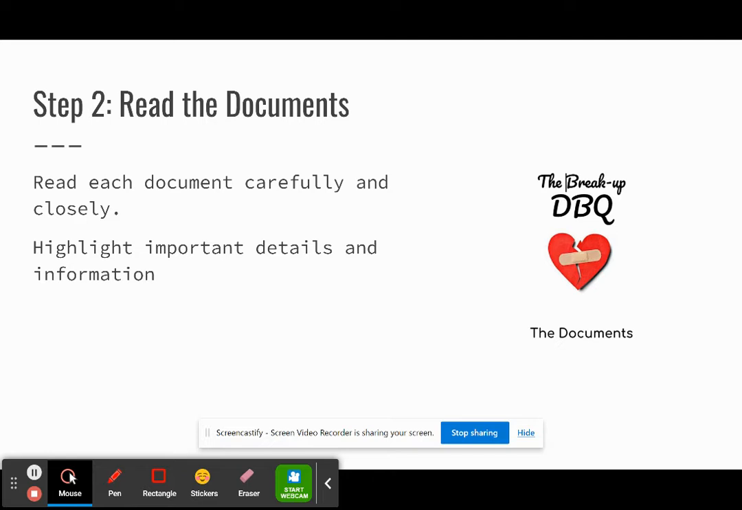So, step 2 here is, now that we know the prompt, we're going to analyze whose fault is the breakup. You're going to read each document carefully and closely and highlight important details and information. It's important to look carefully at each document because no detail is insignificant. You want to make sure that you're highlighting or circling things that you notice may affect your interpretation of the document.